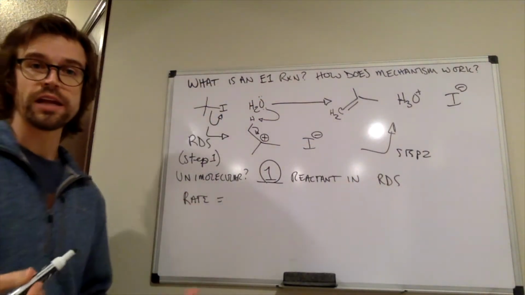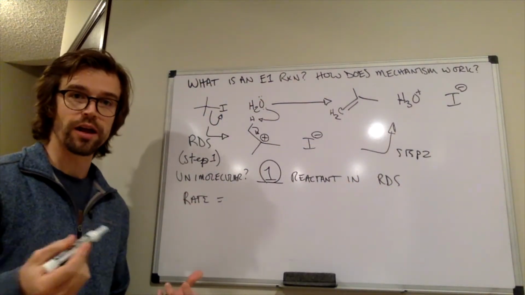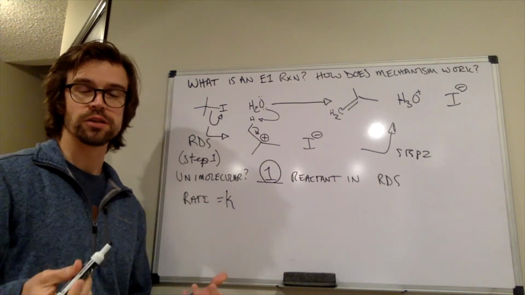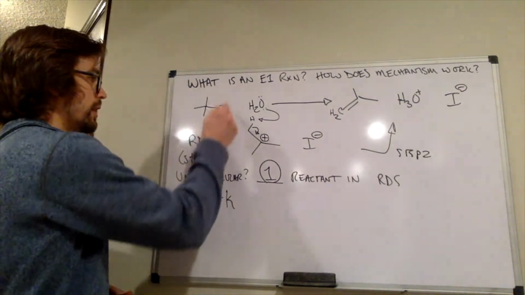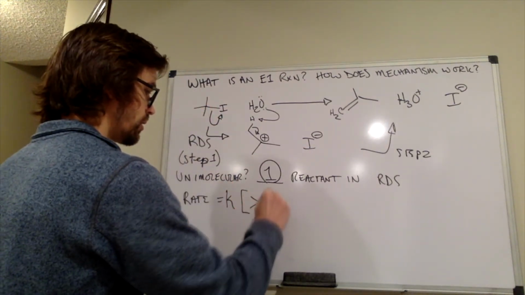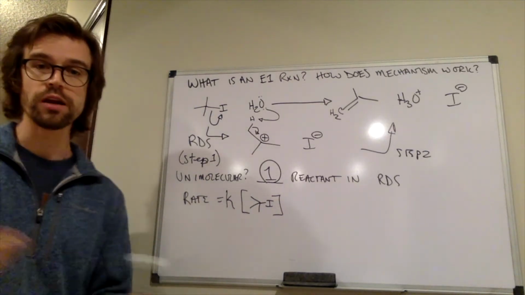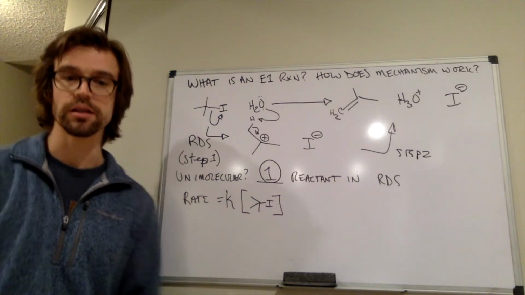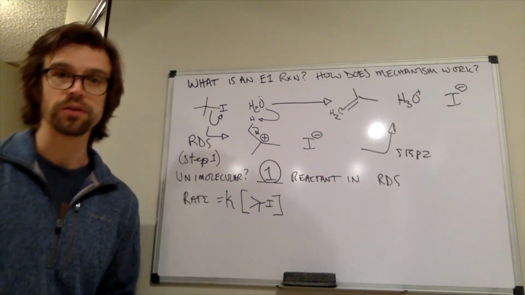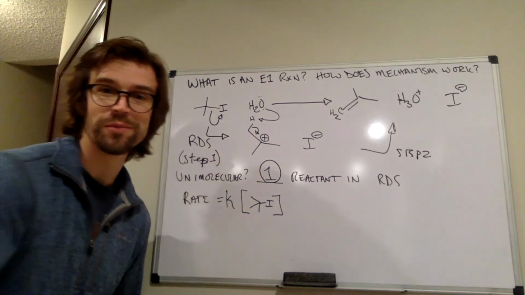So what is the rate equal to then? Well, rate is equal to the rate constant K multiplied by the reactants in the rate determining step. What is that? That's just this alkyl iodide. So that would be the rate equation for an SN1 reaction. Now let's look at what the reaction coordinate diagram would look like. I'll be back with that in 1 minute.